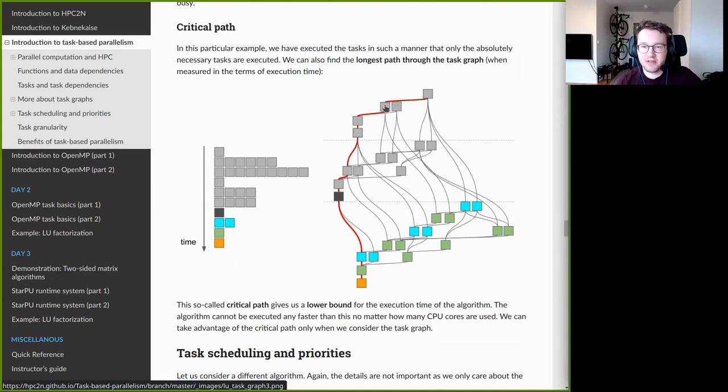And since every task on the critical path is dependent on one of the tasks that came earlier in the path, we actually have to execute these tasks sequentially. We cannot parallelize them. Everything here can run in parallel with the critical path, but on the critical path, everything must happen sequentially. And therefore, since it's the longest path through the task graph, the critical path is going to give us a lower bound for the execution time of the algorithm. It doesn't matter how many more CPU cores we throw at this problem, it's still the critical path, because it's always executed sequentially. The algorithm cannot move any faster than the speed at which the critical path can be advanced.